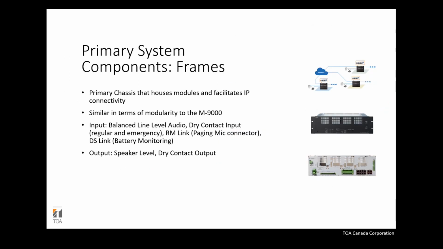Okay, so let's start with the frames. The primary chassis, known as what we call the frame, is the one that houses the modules and facilitates IP connectivity with each other. If you look at this small diagram on the top right-hand side, it shows the network connectivity of each frame, and they're connected with each other over the network.